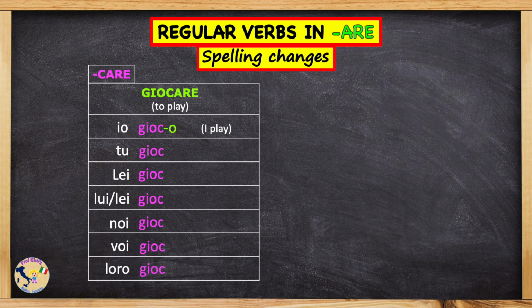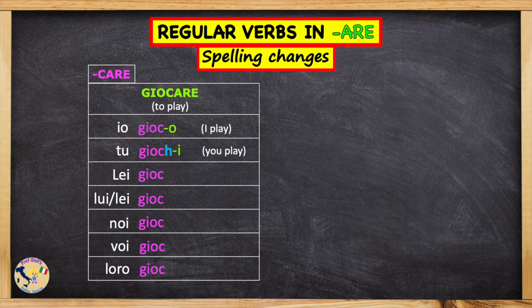When we get to the second person, however, adding the ending -i would change the sound of c, because we know that when consonant c is paired with vowel e or i, we get the sound ch, which is a soft sound. So to maintain the k sound, we must insert consonant h before the ending.